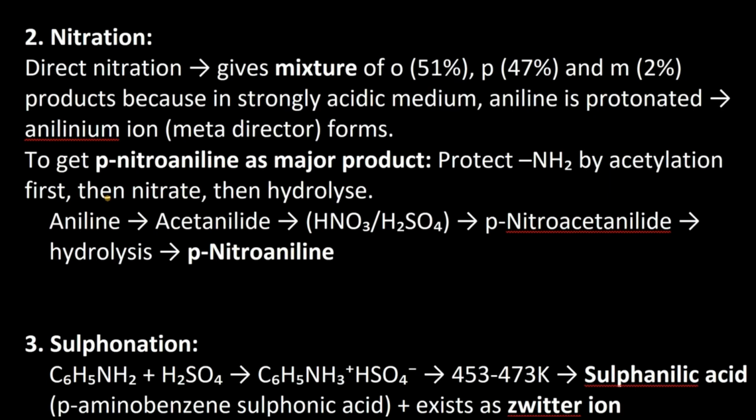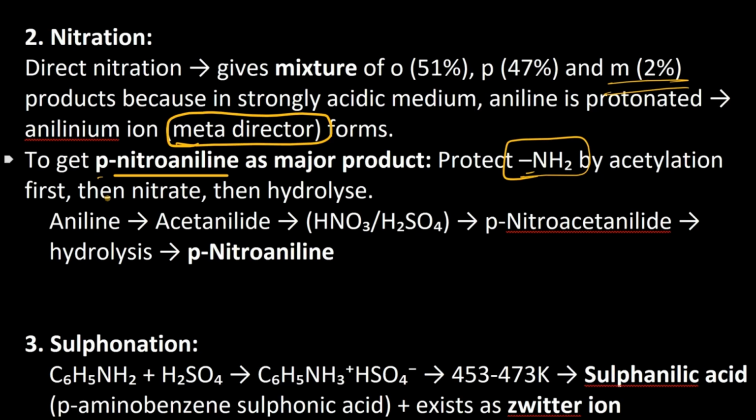Then nitration. So nitration, again, will give you a mixture of ortho product, para product and meta product, because it happens in a strongly acidic medium. Aniline is protonated to form an anilinium ion. So that anilinium ion is a meta director. Okay, that's why the meta product is also formed. So if you want para-nitroaniline only as a major product, what you have to do is, first of all, you have to protect the amine group.